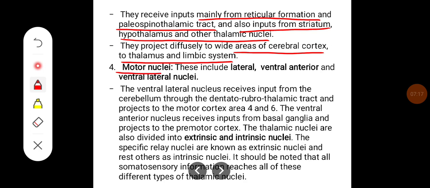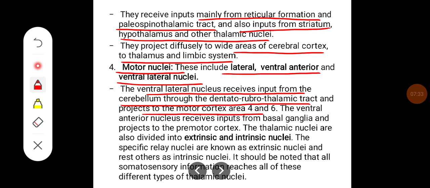Then the motor part, the motor nuclei. These include the lateral and ventral anterior and ventral lateral nuclei. The ventral lateral nucleus receives input from the cerebellum through the dentatorubro-thalamic tract and projects to the motor cortex areas 4 and 6. The ventral anterior nucleus receives input from the basal ganglia and projects to the premotor cortex.